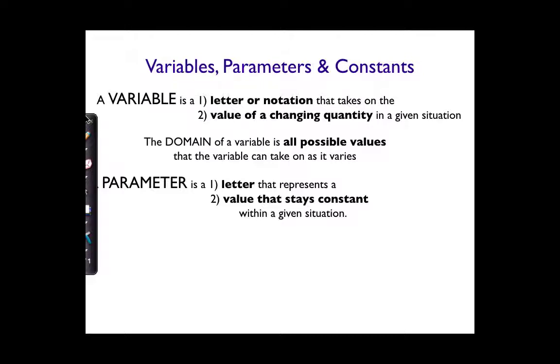So this parameter is a letter representing a quantity that stays constant within a situation. But the reason that we use it is because, well, maybe we're going to talk about a bunch of different situations, and from one to the other, we're going to use a different value of m.